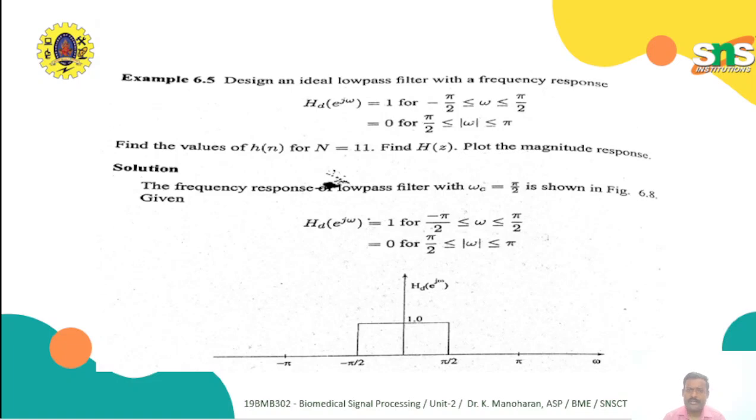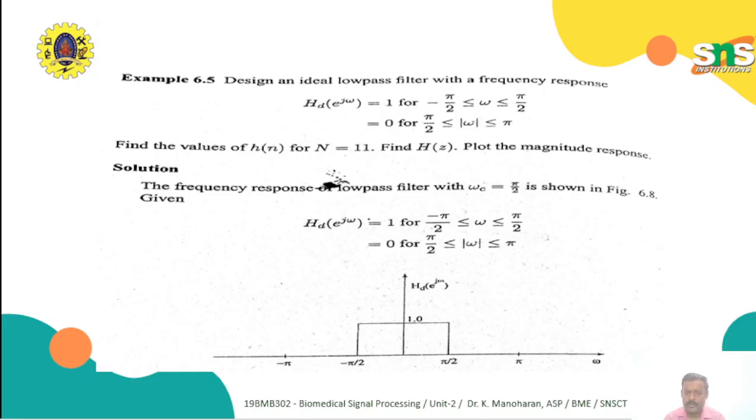So first we need to find H(e^jω). First we can plot the frequency response. Look at this graph. H(e^jω) for the range of frequency −π/2 to +π/2 will be equal to 1. Second, this will be 0 for the range of frequency +π/2 to +π, similarly −π/2 to −π. So +π/2 to +π, this will be 0, and −π/2 to −π, this is also 0.